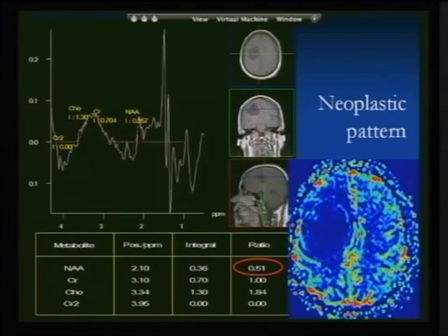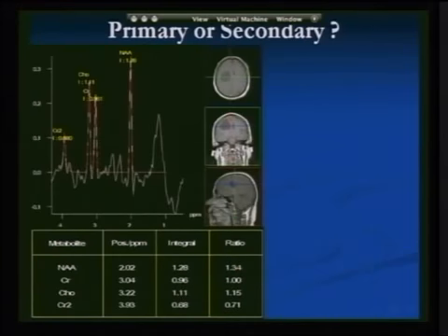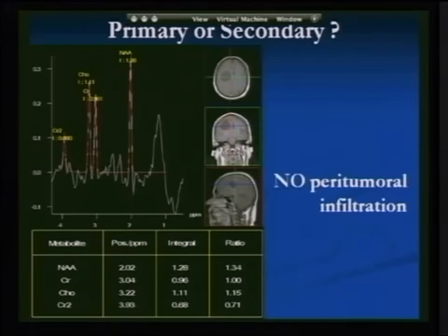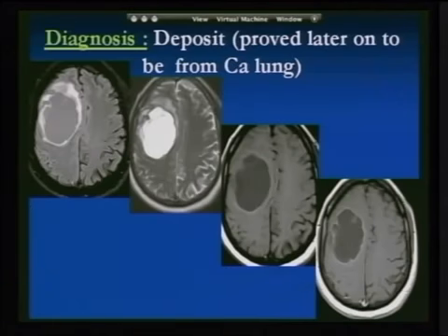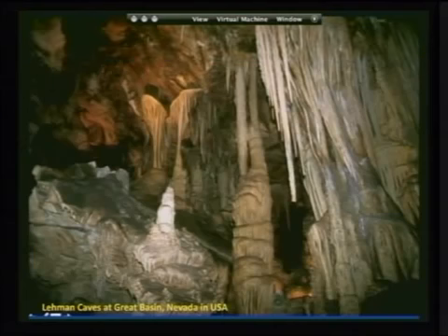The question is, is it a single deposit or a primary tumor? We have to interrogate the area all around the tumor, and all around the tumor, the NAA was preserved, denoting normal, non-infiltrating parenchyma around the tumor. And this is in favor of a deposit. And the patient proved later on to be harboring lung cancer.